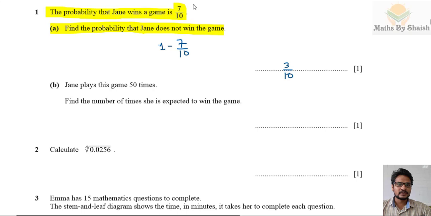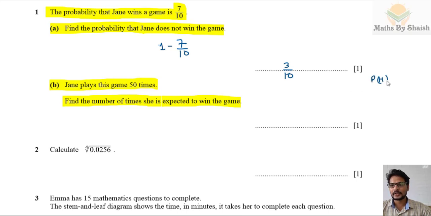And B part is Jane plays this game 50 times. Find the number of times she is expected to win the game. So it's like a question, if you toss a coin, the probability of getting the head is 1/2, and if you toss a coin 10 times, how many times do you expect that head will come? That is 10 into 1/2. In the same way, if there are 50 matches, then it is going to be 50 into the winning probability, that is 7/10, and it is 35.